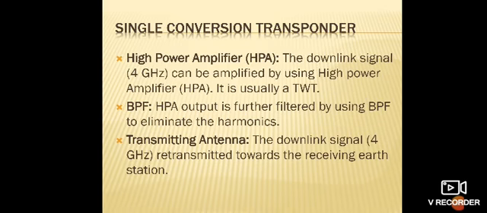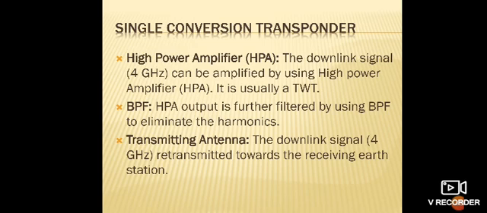And the next one is the high power amplifier, that means the downlink frequency, that is 4 gigahertz, is amplified by using the high power amplifier. I have said that in order to increase the power levels, and generally the gain also, we use the high power amplifier, which we call HPA for short. And in this, what is used is a TWT, traveling wave tube.